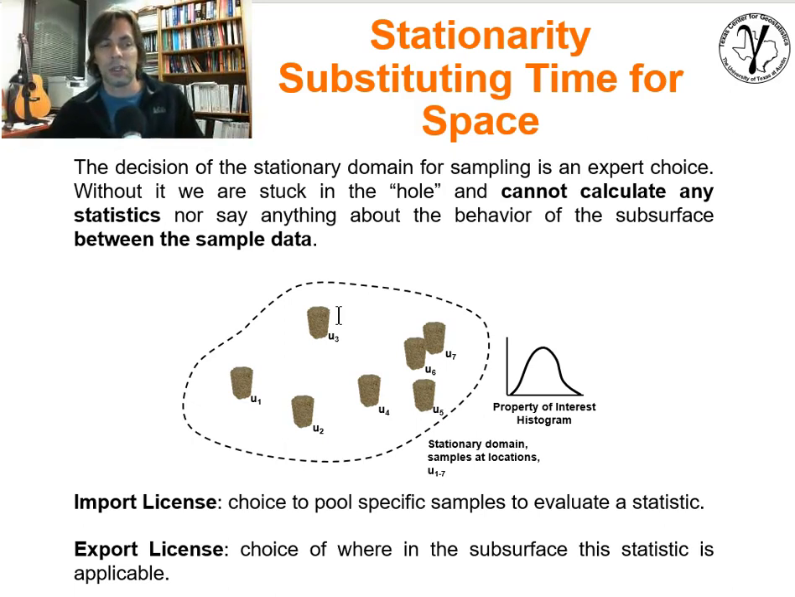That's our decision of what data to pool together in order to evaluate the statistic of interest. Take our example here, 1, 2, 3, 4 through 7 data. We pool them all together and we get a distribution that we can now use to support everything we're doing with decision making and modeling. That choice of exactly what data we could pool together, that 1 through 7, was the import license.